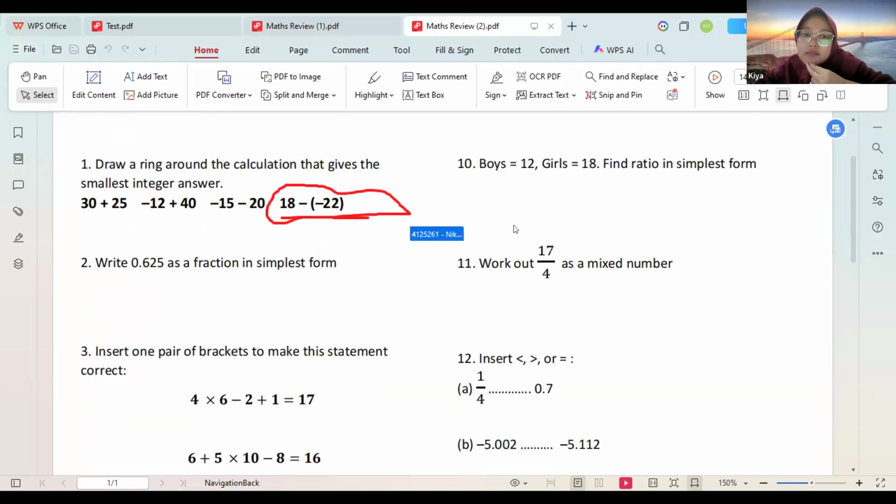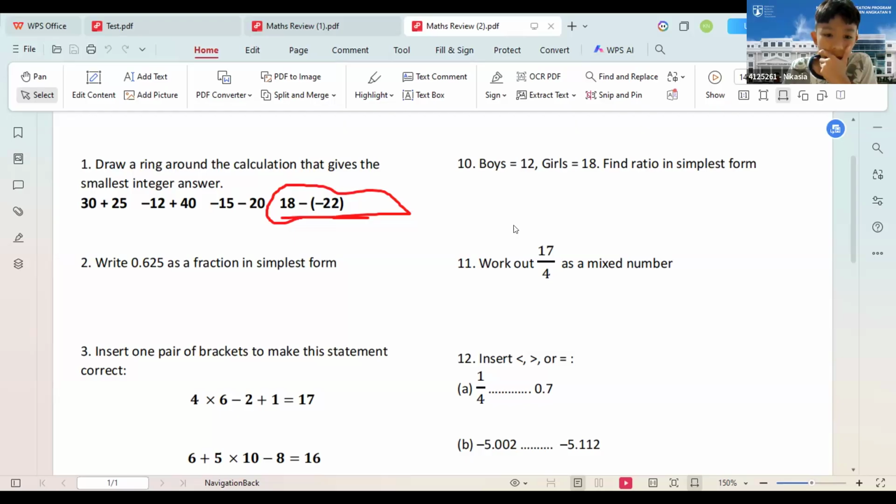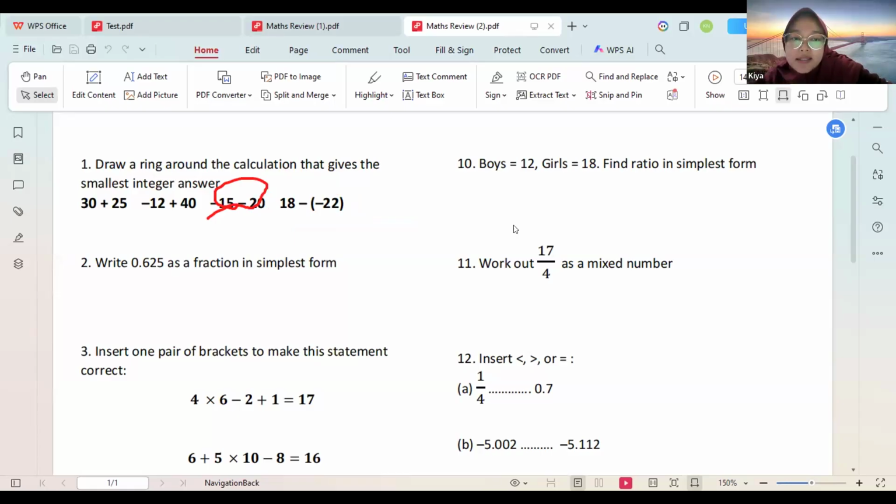And then the smallest integer. Are you sure? Wait, times it first. Okay. Why is the result that?